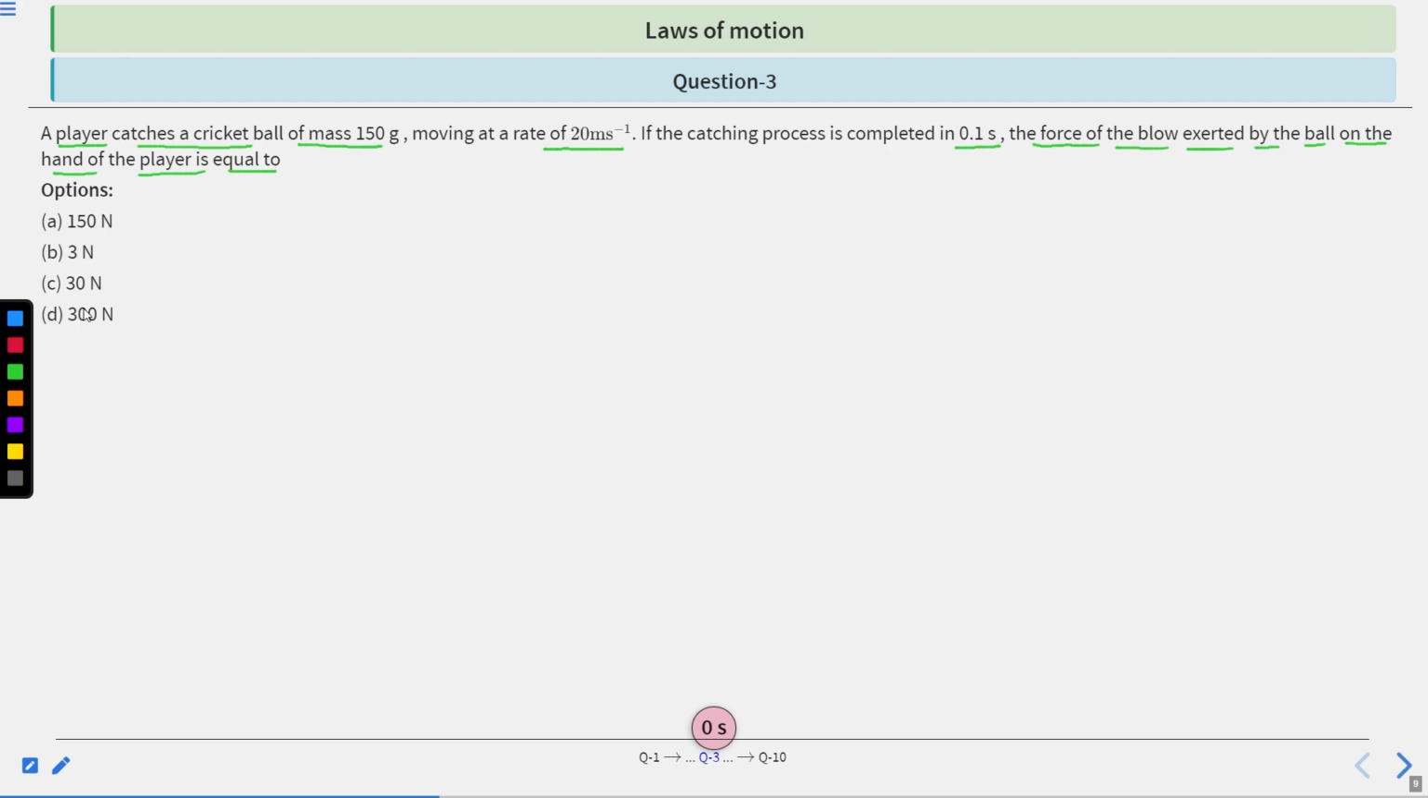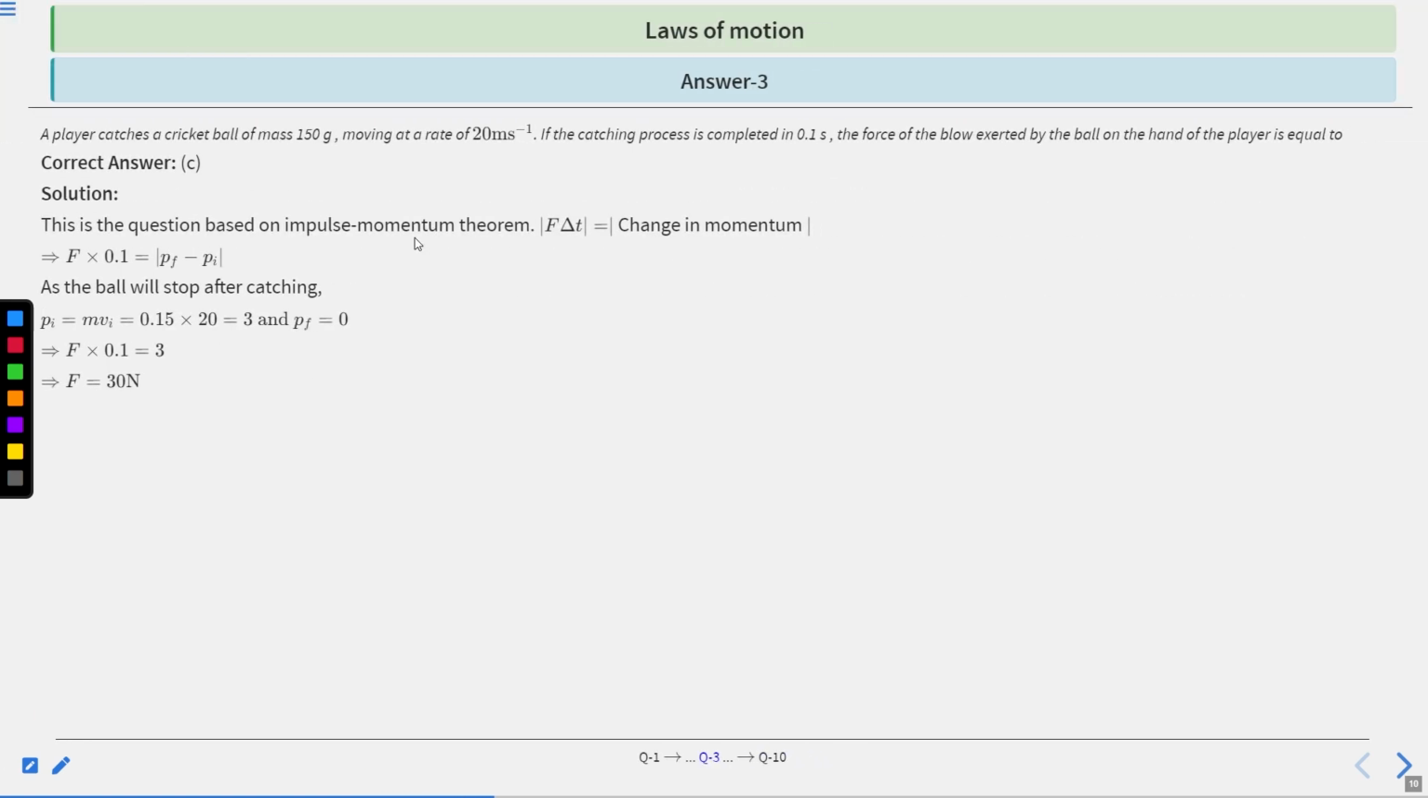Let's find the solution. This is a question based on the impulse momentum theorem. And what is the impulse momentum theorem? The magnitude of the change in momentum.